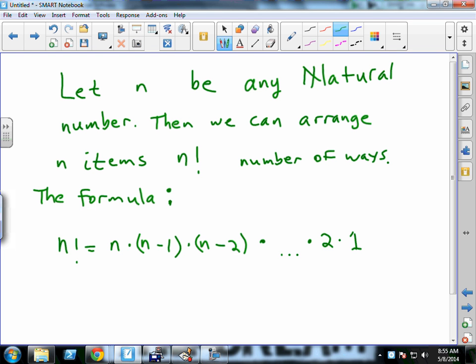There is a word that starts with the letter F that these are all about. Anybody know what this is called? I thought somebody said it. Starts with an F. These are called factorials. Okay, so n with an exclamation point is read as n factorial.